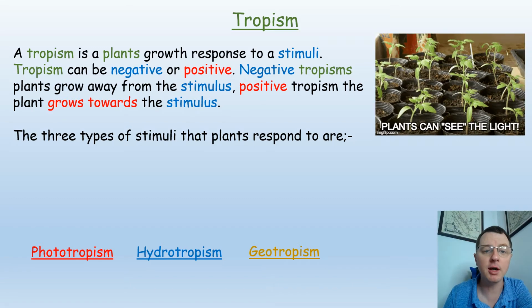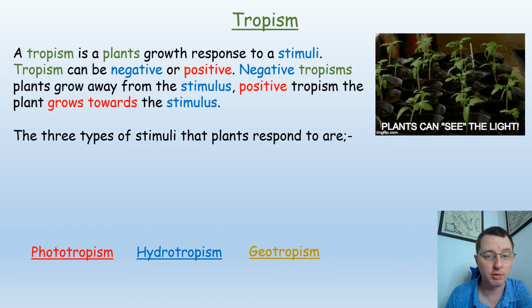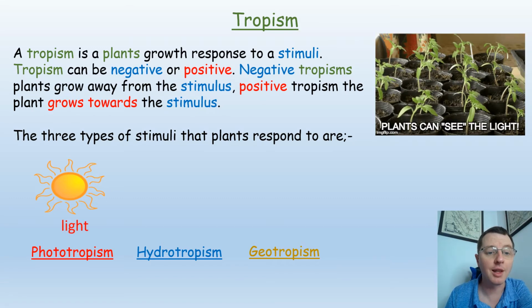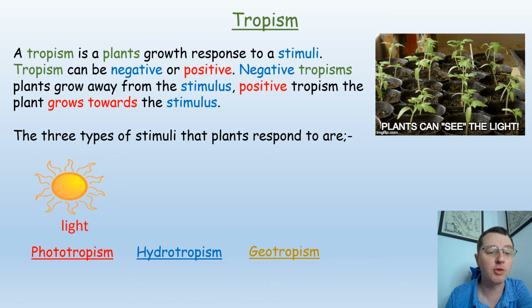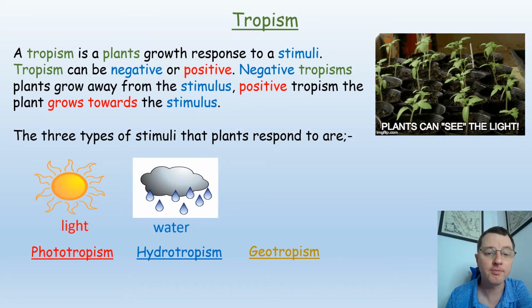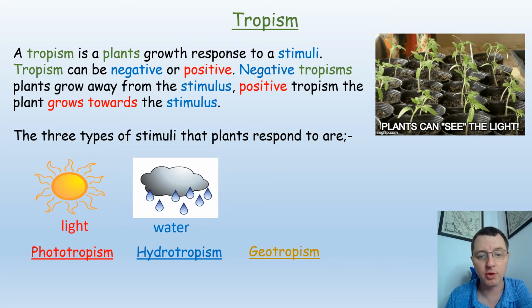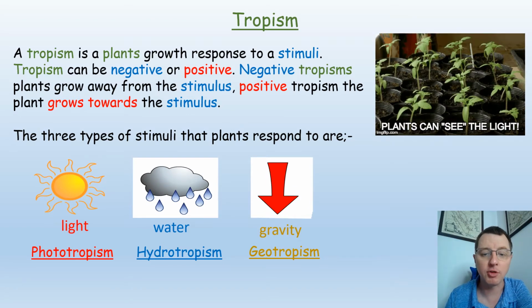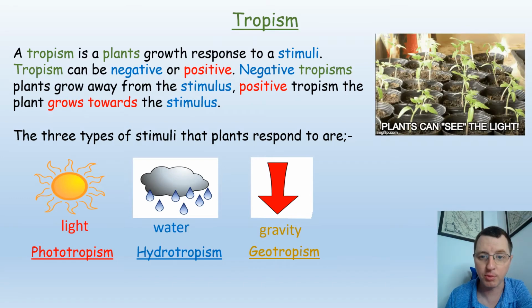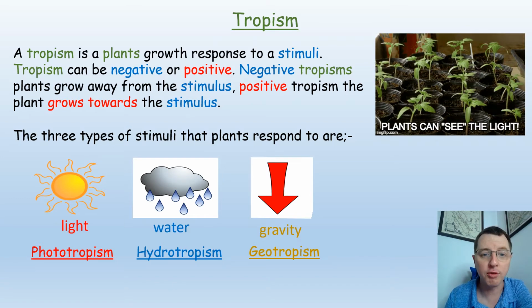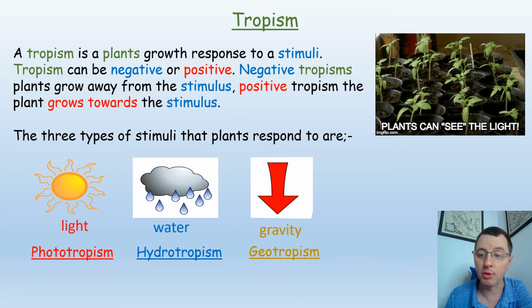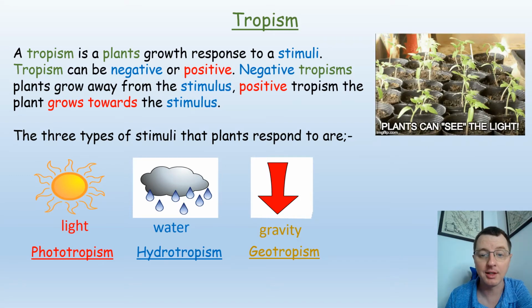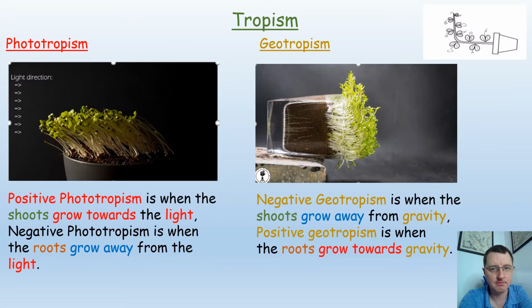And there are three types of stimuli that a plant will respond to. They are light, and the response is known as a phototropism, water, and the response is known as a hydrotropism, and gravity, and the response is known as a geotropism. Remember, with all three stimuli, plants may respond positively or negatively to those stimuli. So let's look at a couple of examples.